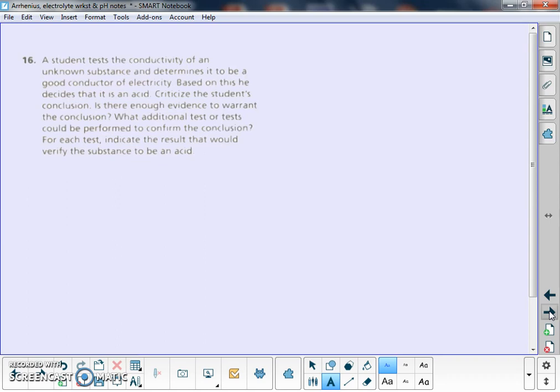So the additional tests that you would do have to do with the things you're going to learn in the next lesson. But one of the things you might do is you could test its pH. If you know its pH is less than 7, you would know that it is an acid. If you know that its pH is greater than 7, you would know that it's a base. If its pH was 7 or right around neutral, then you might think this is a salt, and because of that, you could conclude that it's a salt because salts are generally neutral.